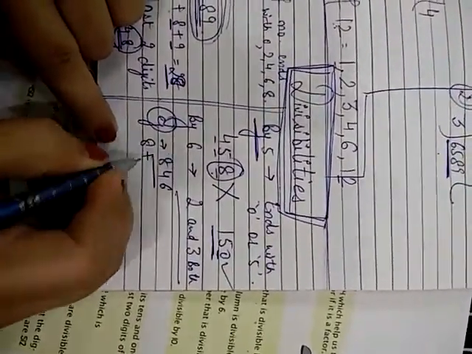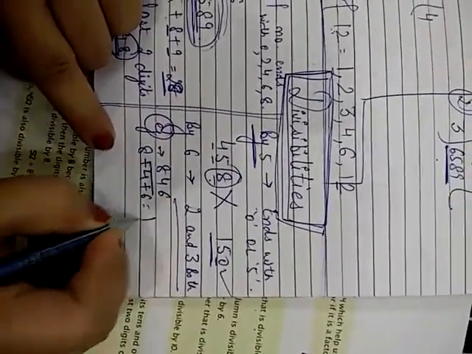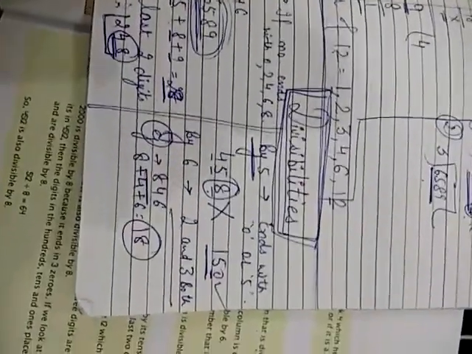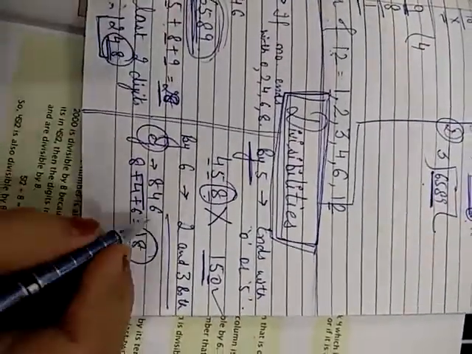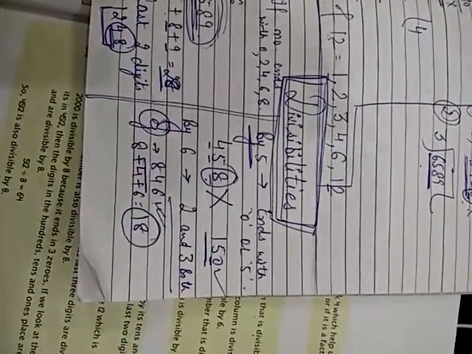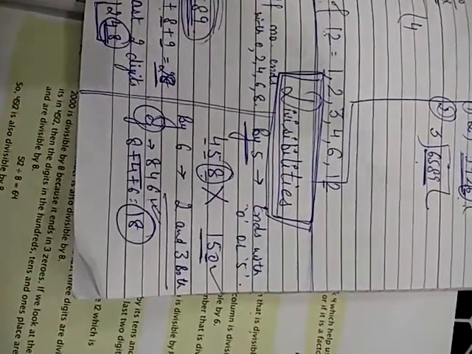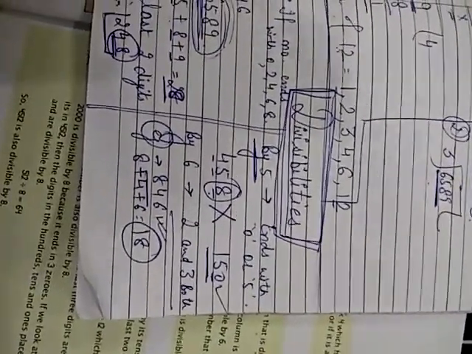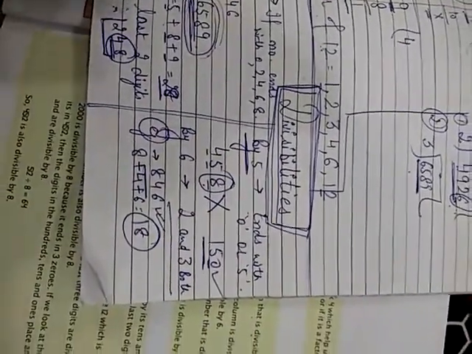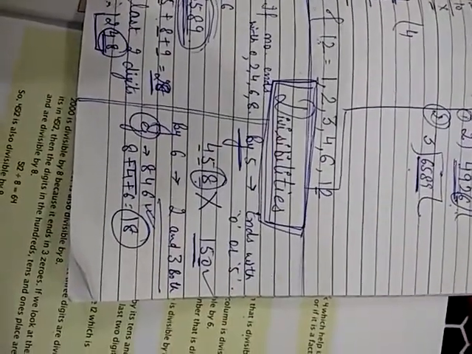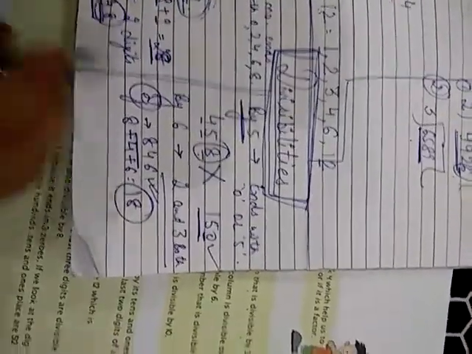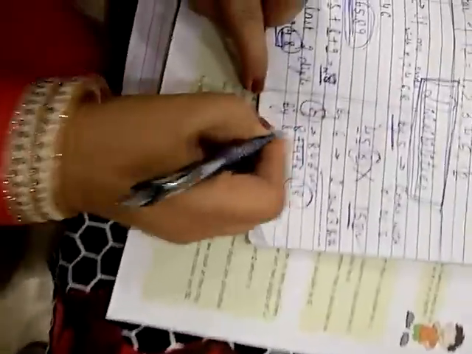You will add: 4 plus 8 plus 6, that is 18. 18 is divisible by 3. Yes, 18 is divisible by 3, which means this number is divisible by 3 also. So if any number is divisible by 2 and 3 both, then it is divisible by 6 also. But if any number is divisible by only one, either 2 or 3, then that number is not divisible by 6. Clear?